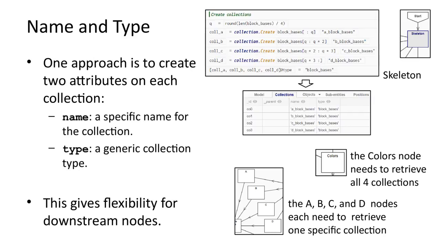There are many different ways this could be done. One approach is to define 2 attributes on the collections, name and type. The name attribute can be used to give a specific name to each collection. The type attribute can be used to assign a generic type to each collection.